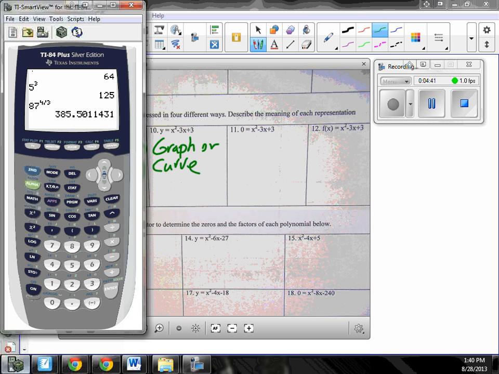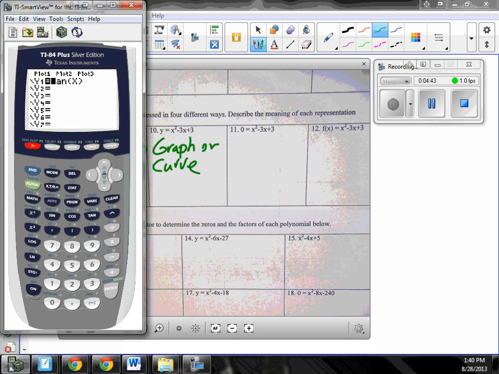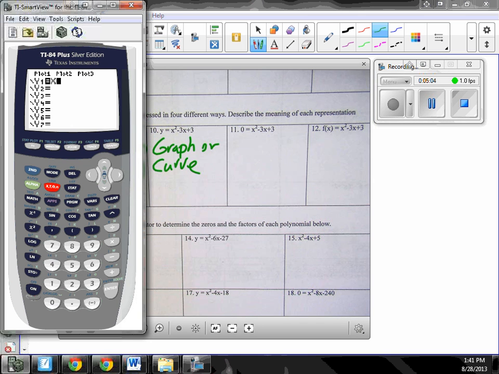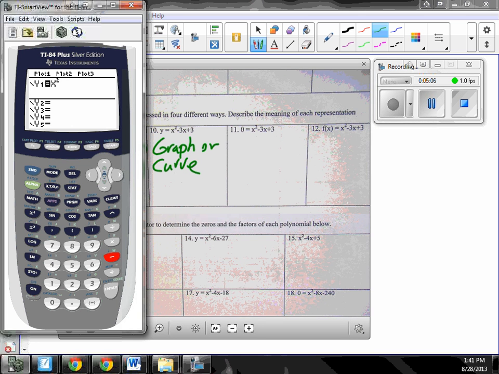So turn your calculators on, and you're going to push y equals. Whatever's in there, if there is something, just clear it out. And then type in everything after the equal sign. And the x's are right here next to the alpha button. You see x, t, theta, n. That button is always used as a variable. So we'll do x squared minus 3x plus 3. So type that in.